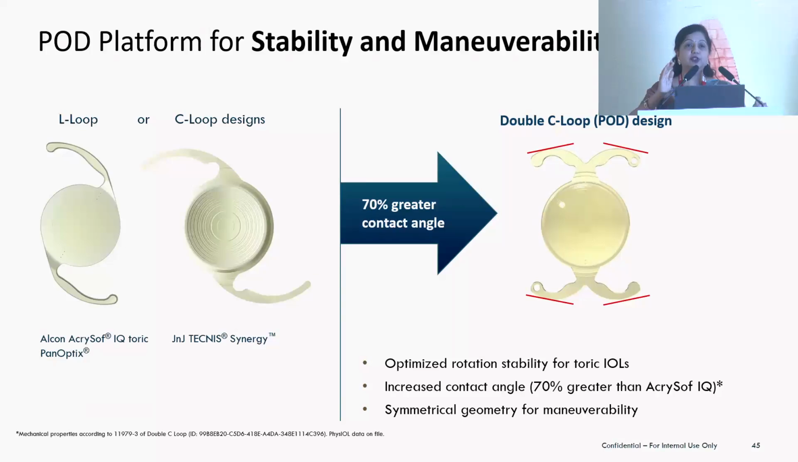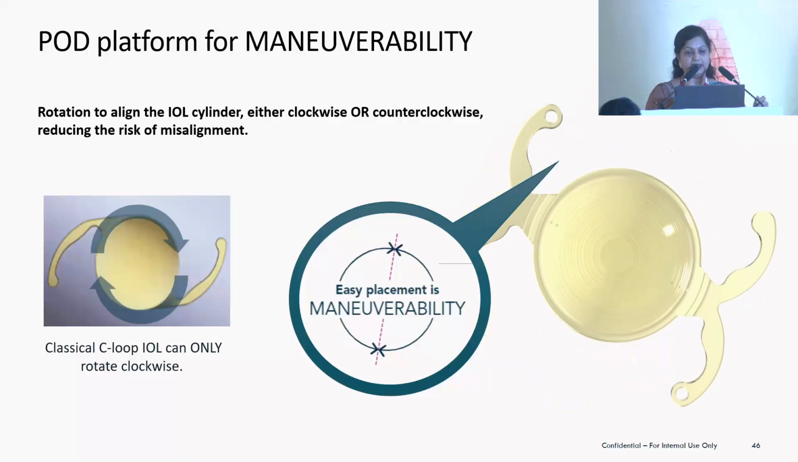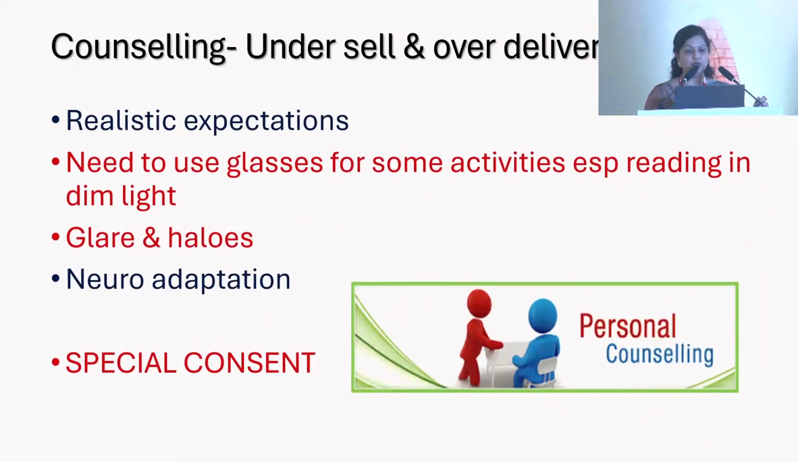Important part, if you're using a toric trifocal, we do not want any rotation. So with this double C loop, there is a 70% greater contact angle, which means greater rotational stability helps to keep the astigmatism under control, and that gives us a better astigmatic correction. Another very good point about this is, with a C loop you cannot rotate it anti-clockwise, whereas with this, because it is a double C loop, you can rotate it both clockwise as well as anti-clockwise. So it's very easy to use these lenses.